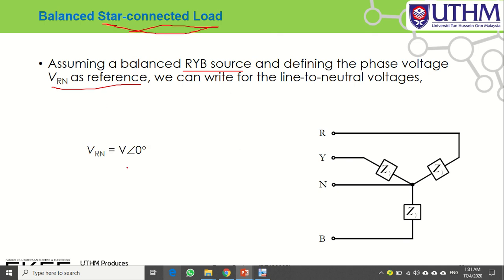Let's say we have VRN as the reference, V angle 0. VYN equals V angle minus 120 degrees, RYB sequence, and VBN equals V angle 120 degrees. This is our phase voltage at the load. We try to prove the relationship between line voltage and line current at the load.